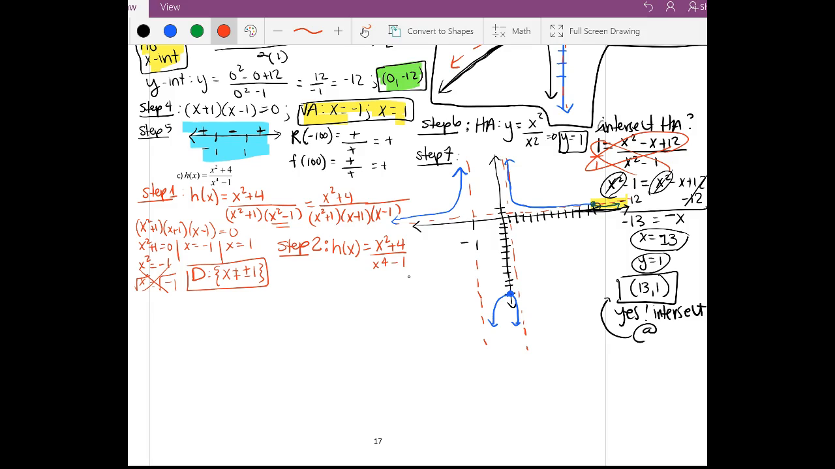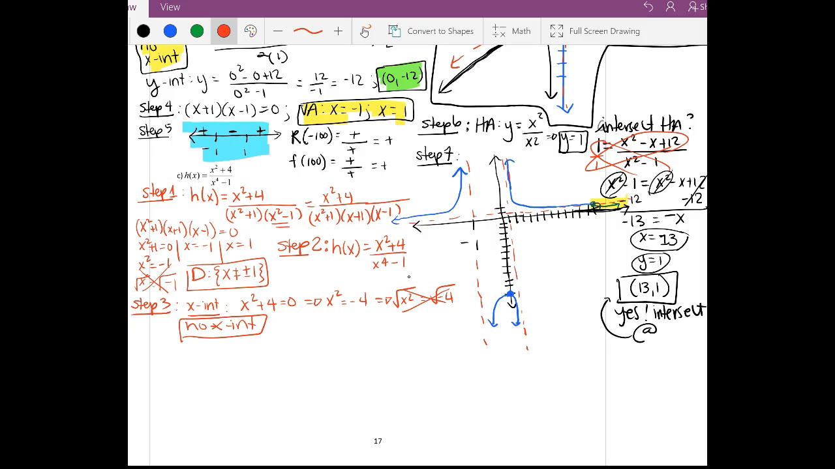All right, step 3, can you locate the x-intercepts and the y-intercepts of R? So step 3, here we go. Let's do x-intercept first. X-intercept is, again, just take the top, the numerator, and set it equal to 0. Let's solve for it. It's really x squared equals negative 4. We are now going to take the square root, okay? When you take the square root of negative 4, that's not possible, so there is no x-intercept.